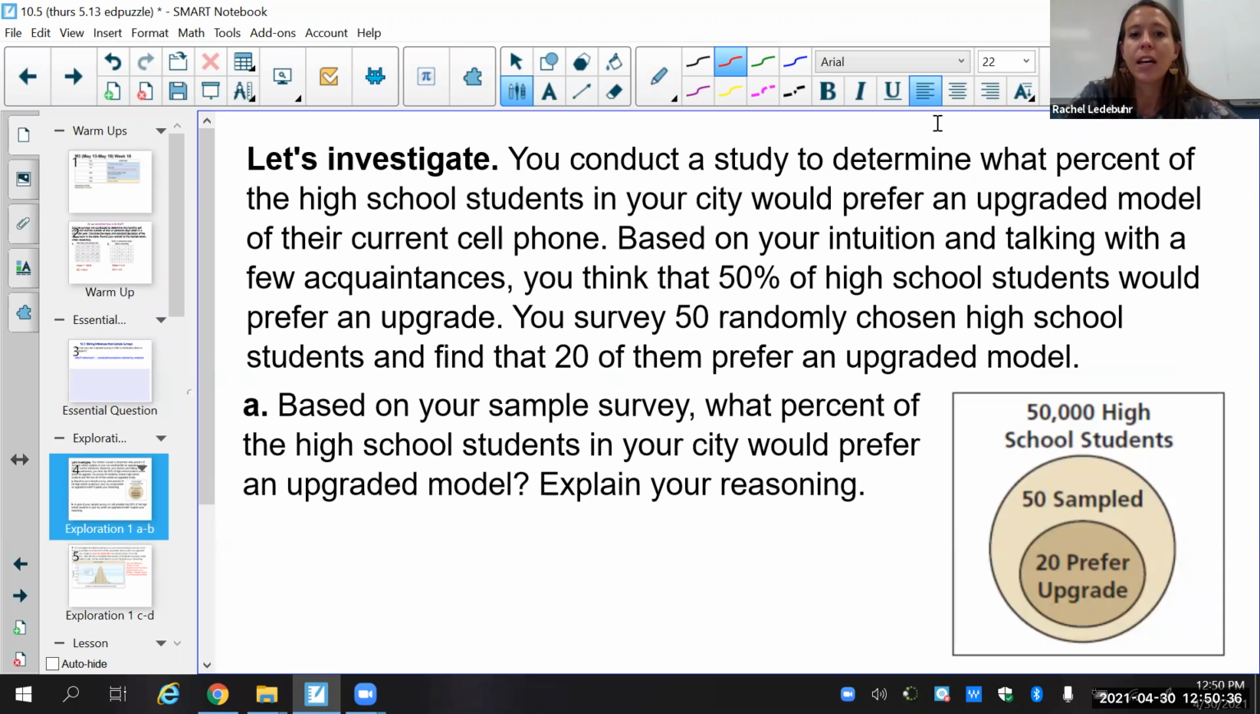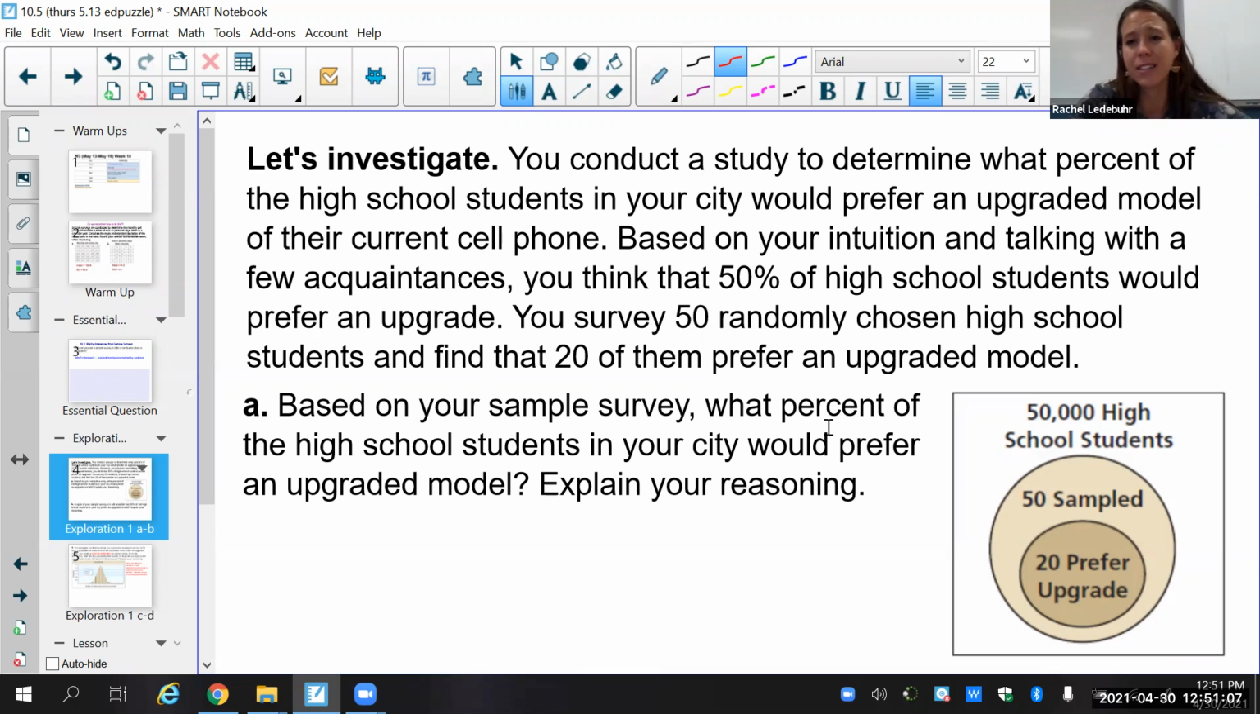Let's investigate. Let's say that you conduct a study to determine what percent of the high school students in your city would prefer an upgraded model to their current cell phone. I think we all would, right? Based on your intuition and talking with a few acquaintances, you think that 50% of high school students would prefer an upgrade. You survey 50 randomly chosen high school students and find that 20 of them prefer an upgraded model. Based on this sample survey, what percent of the high school students in your city would prefer an upgraded model?